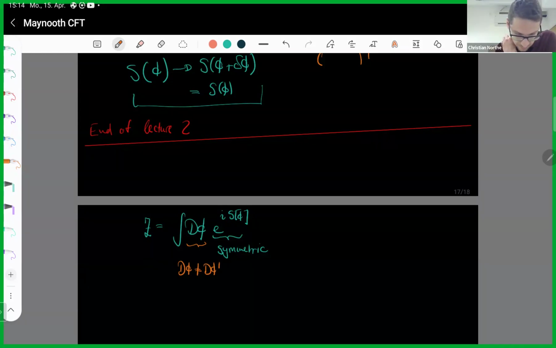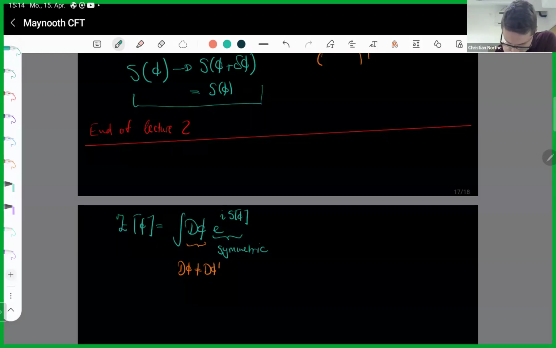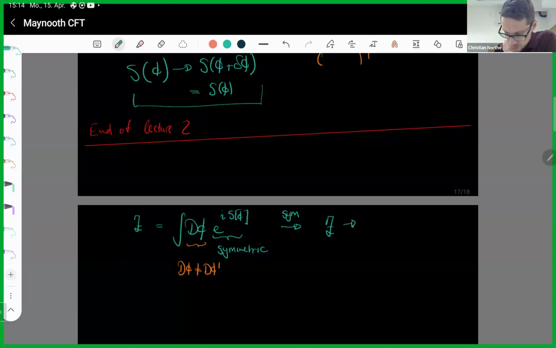Let me be a bit more precise here. Well, this is not good notation. Let's call it Z. That means that the partition function under symmetry transformation can pick up an additional piece, and if that happens, then we have clearly found that a symmetry that is present in the classical theory is not present in its quantized version, and then we speak of an anomaly.